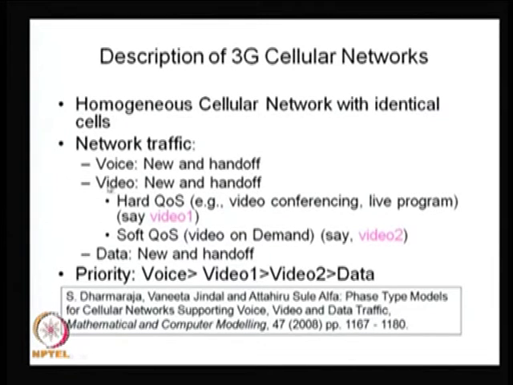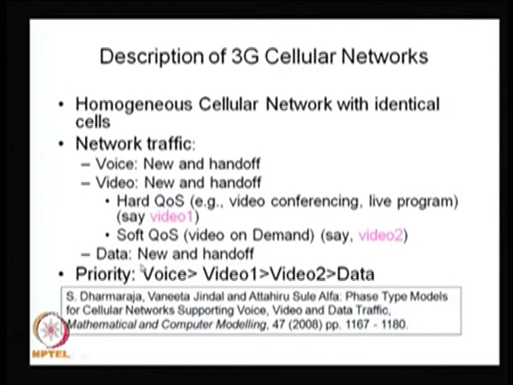The video calls, again we are dividing into two types. One is the hard QoS video 1 type call, and the other is the soft QoS, that is video 2 calls. Some video calls are hard QoS, that means they will not tolerate delay, such as video conferencing, live programs and so on. That type of video call is video 1, whereas video on demand can tolerate delay. That type of call is called the soft QoS call, and this video call type is called video 2. Then the last, data traffic, can also be classified into new calls and handoff calls.